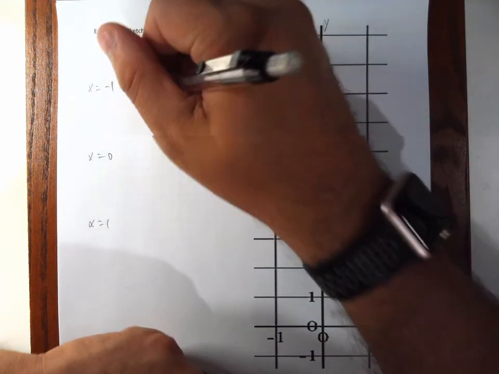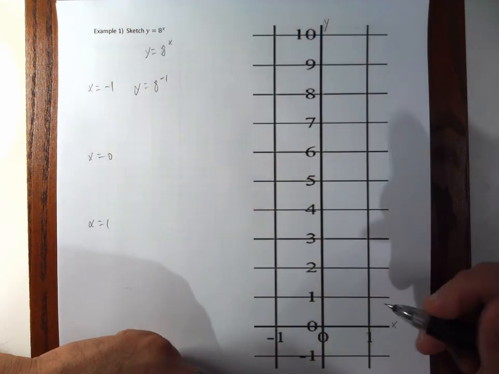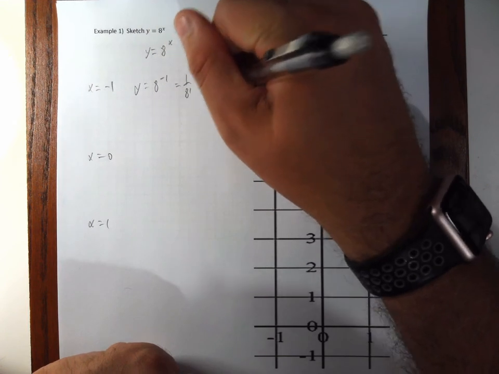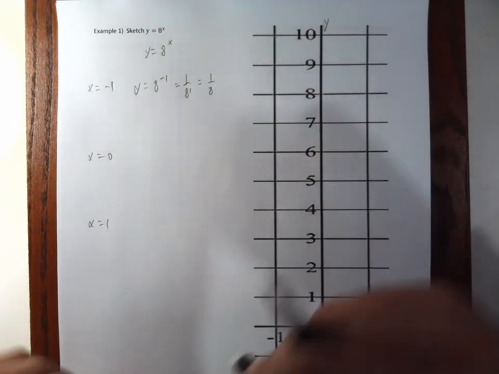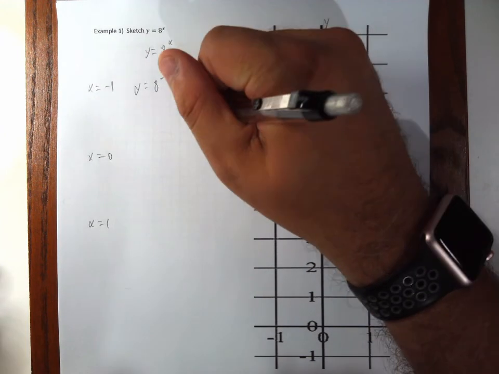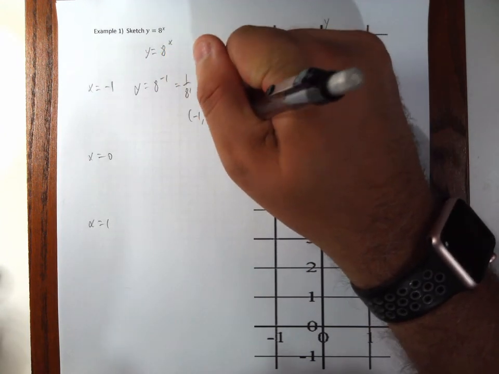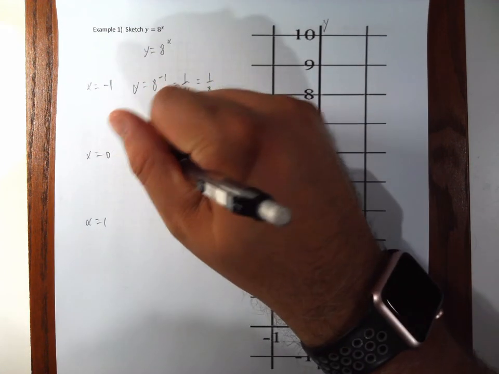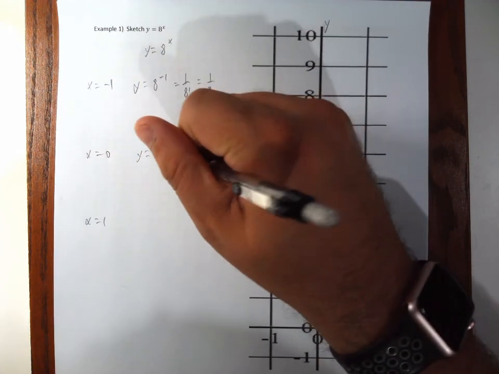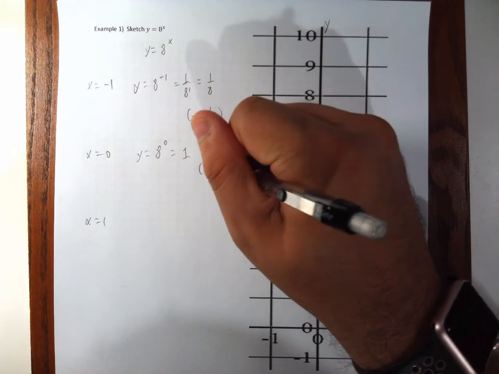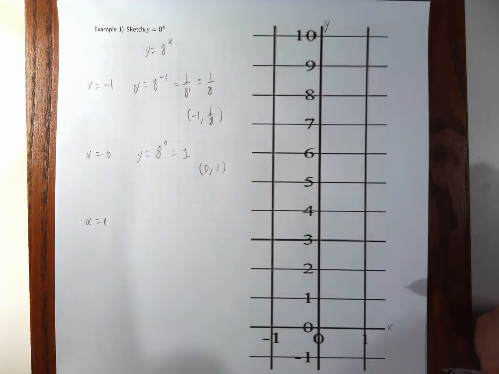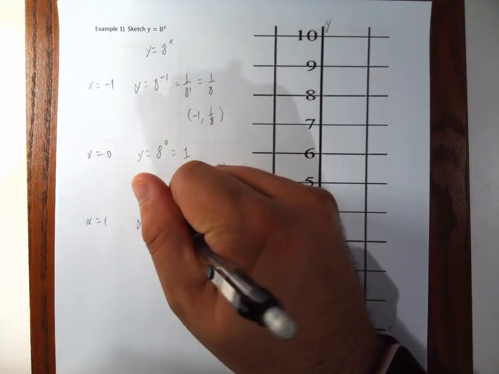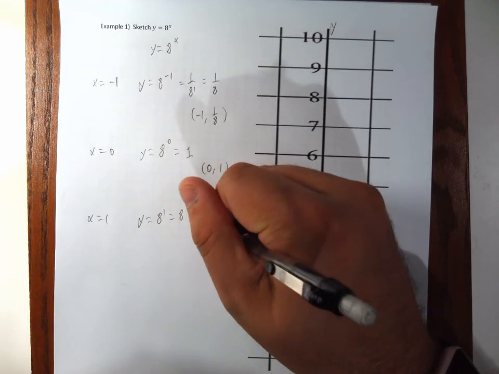So if x equals -1, y equals 8 to the -1st, which is 1 over 8 to the first, which is 1/8. So this first point is -1, 1/8. If x equals 0, y equals 8 to the 0th power, which is 1. So this point will be 0, 1. And this point is y equals 8 to the first power, which is 8. So that gives me 1, 8.